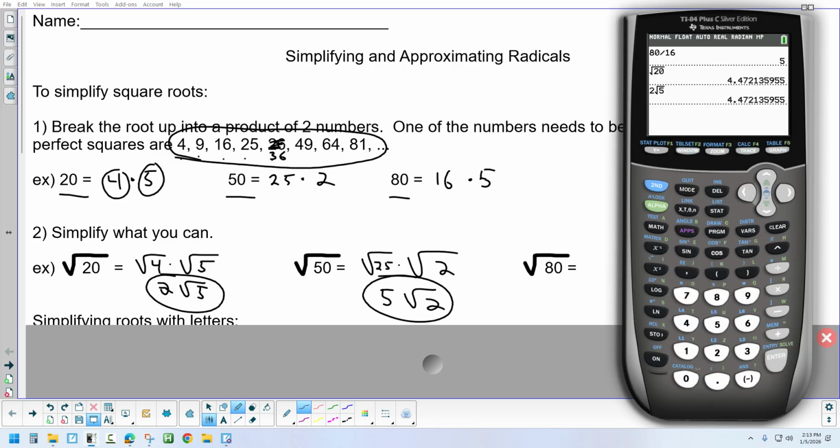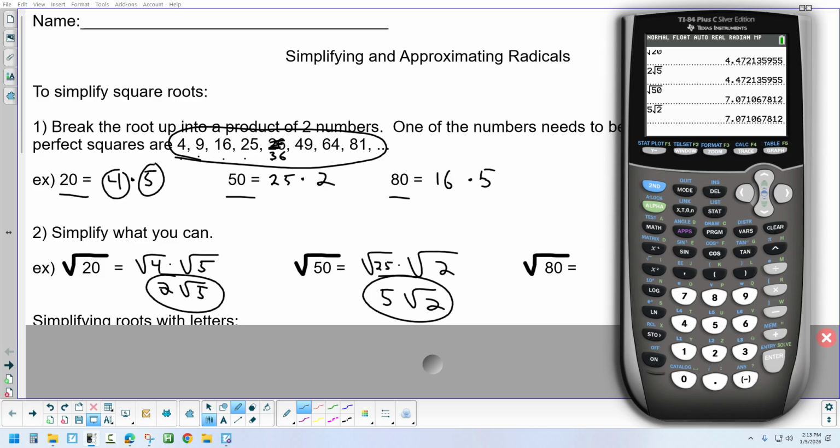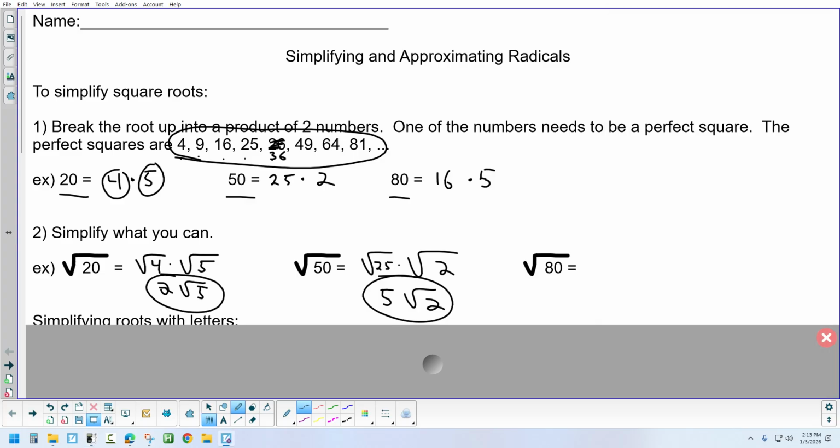And again, I'm not going to check all of them, but I can check it. Type in the square root of 50. You get that number. Type in your answer, 5 square root of 2. You come out exactly the same. That means your answer is equal to what you started with, but it's simplified. And let's do 80.